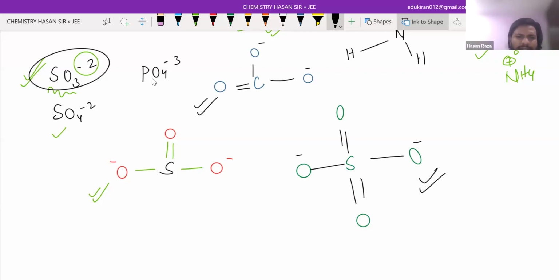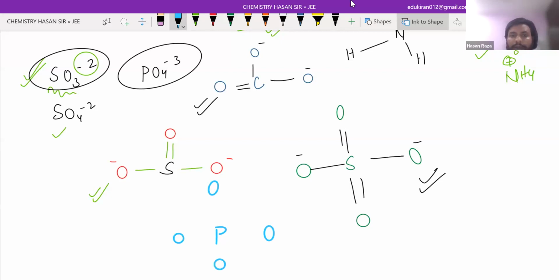For PO4 -3, it's also very easy. Now you can see phosphorus is the central atom. You have 4 oxygen atoms and you have 3 negative charge. So I'm going to divide this equally. And when oxygen has negative charge, it will form single bond, and this will be the double bond. Isn't it easy?